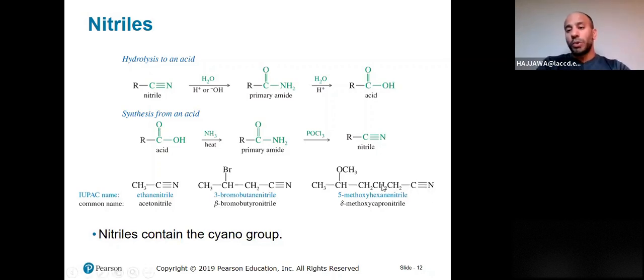Here's 1, 2, 3, 4, 5. So that's a 5-methoxy hexane nitrile. That's important to keep in mind, that the alkane E is in the name, and the nitrile will be the last, with no space between the nitrile and the alkane name.